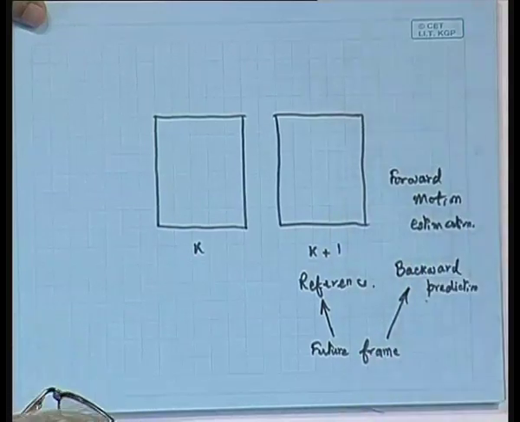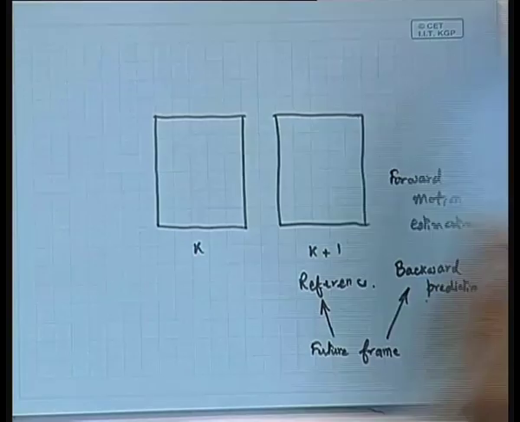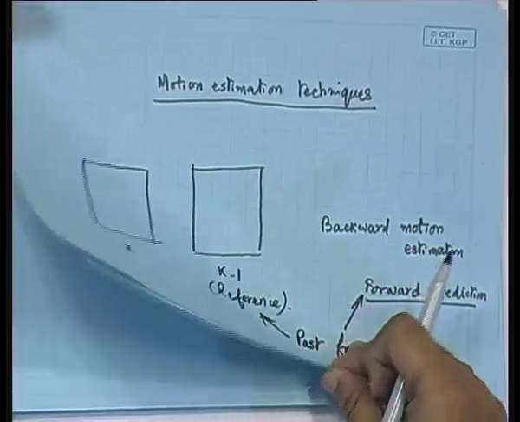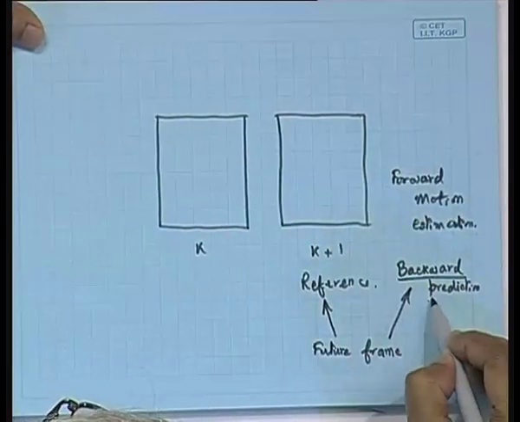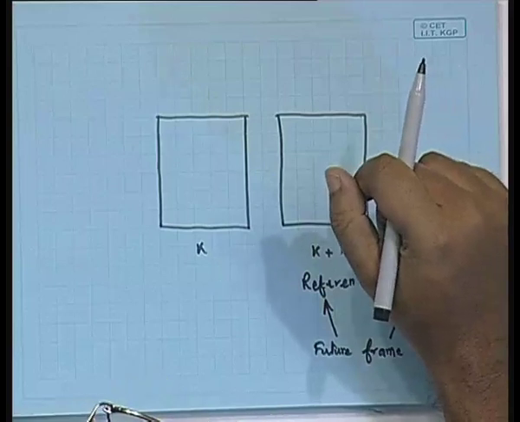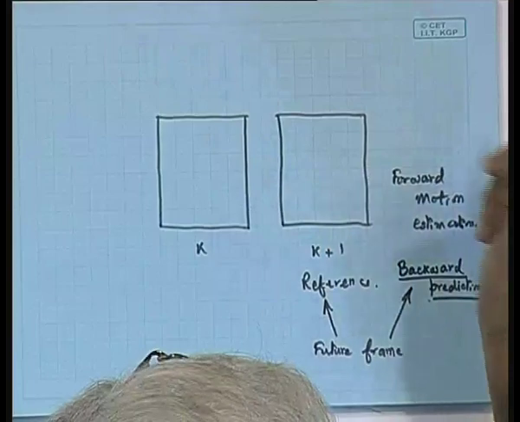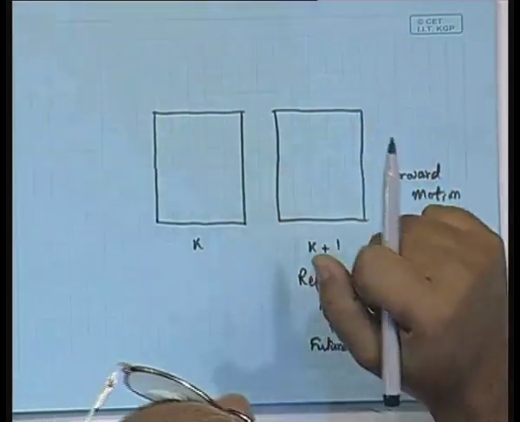So the first case, what we discussed earlier, was a forward prediction, and what I have described just now is the case of backward prediction. Now, why is forward prediction required? When is forward prediction required? When is backward prediction required?